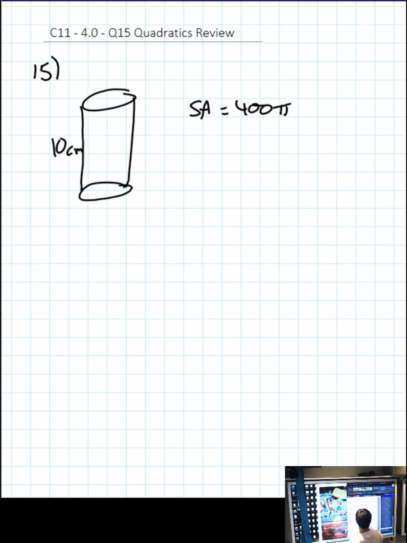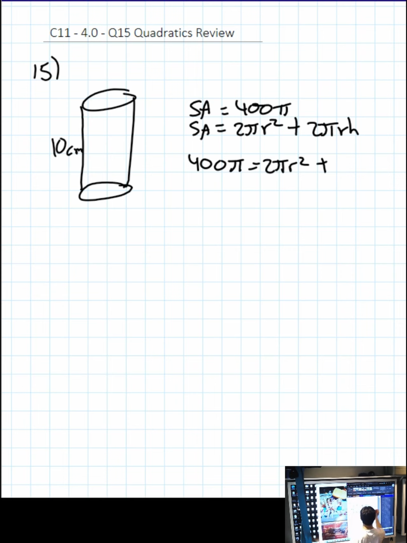So directly below it, let's write the formula for the surface area. SA equals. So the formula for the surface area of a cylinder is going to be two circles. So 2 pi r squared plus 2 pi r h. If you have difficulty with that formula, go back to grade 8 and learn it. Okay, so we're given 400 pi. Let's skip a line and let's say 400 pi on the left-hand side. 400 pi equals 2 pi r squared plus 2 pi r times 10.